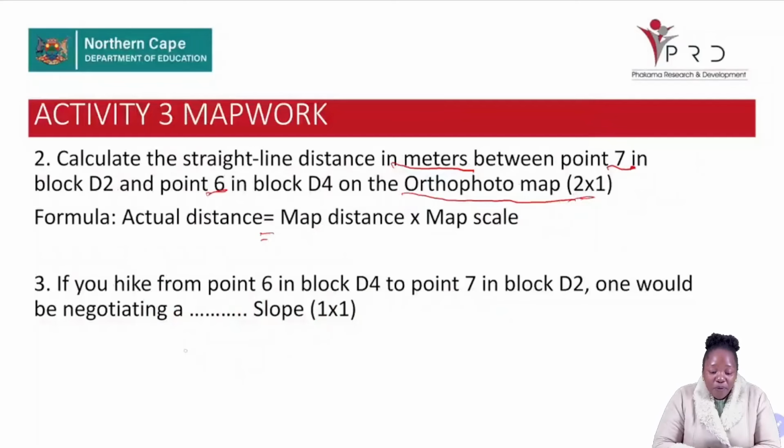Again, I'm going to give you 6 minutes because you still need to do your measurement. Then you still need to remind yourself what measurement you will be using when you want to convert the scale into meters and you are using an orthophoto map. Then again, you're going to go through point 6 and point 7 to determine the type of slope. So after 6 minutes, we're going to do the corrections.